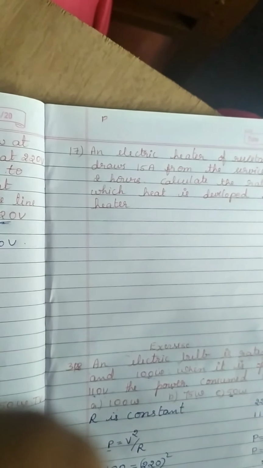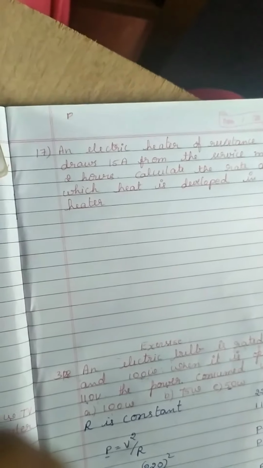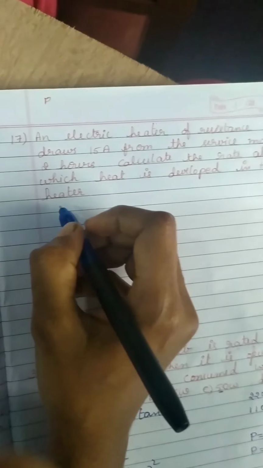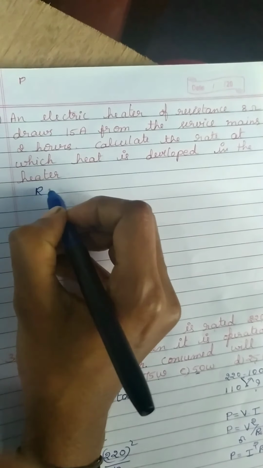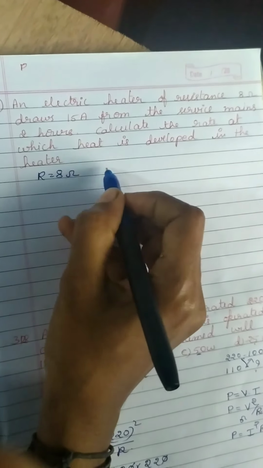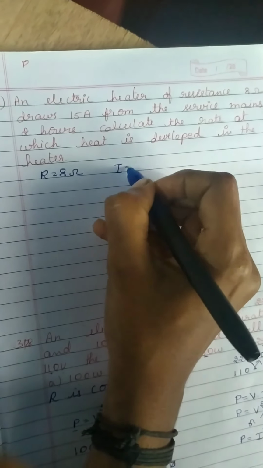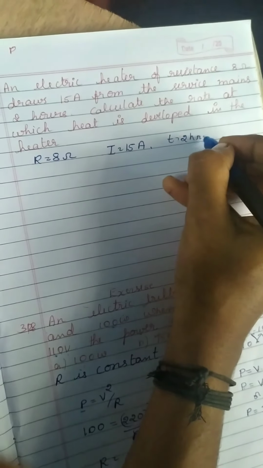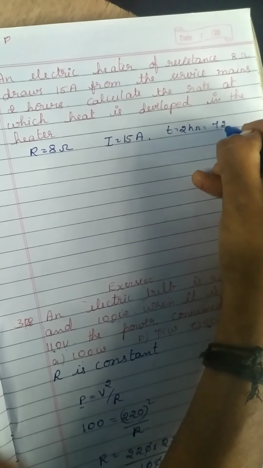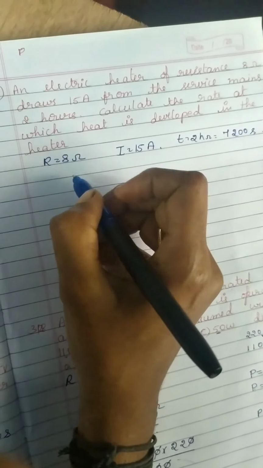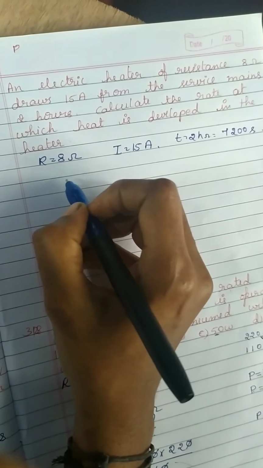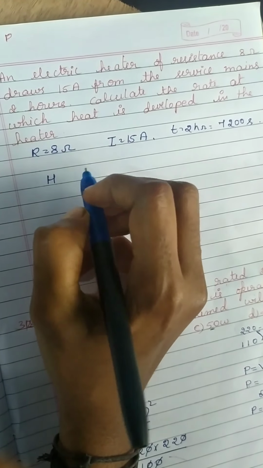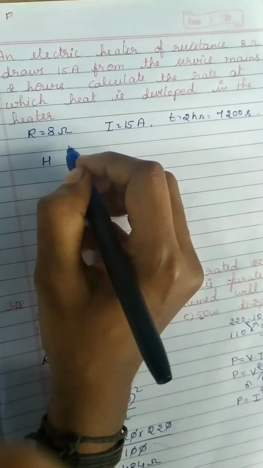Here they have not asked directly for the heat produced; the rate at which the heat is developed is asked, right? So first, what is given here? Resistance R is equal to 8 ohm, current 15 ampere, and time 2 hours. 2 hours is 7200 seconds. So calculate the heat, the rate at which heat is produced.